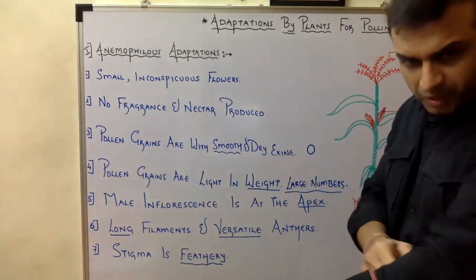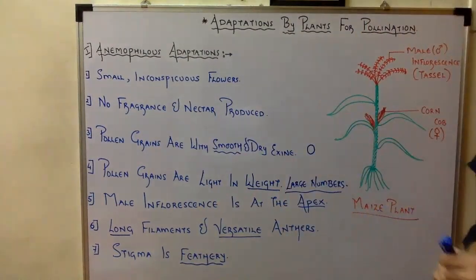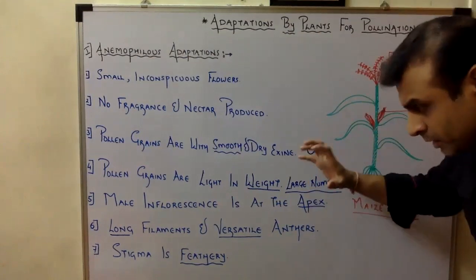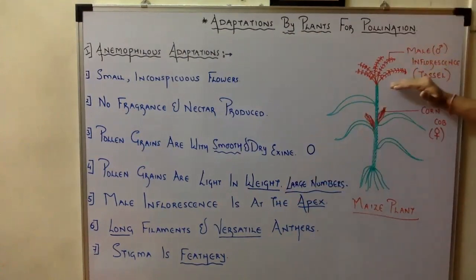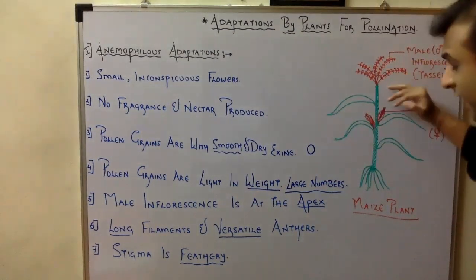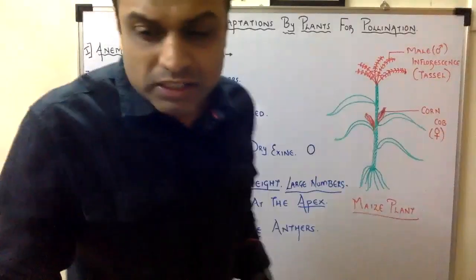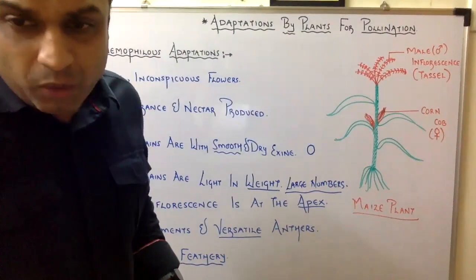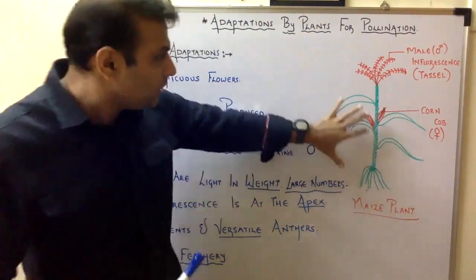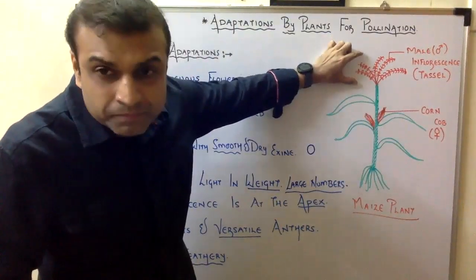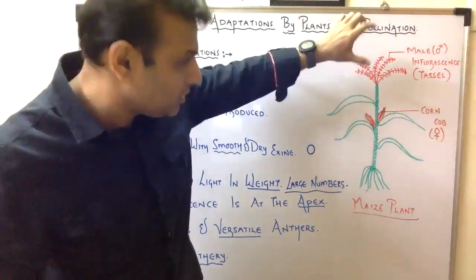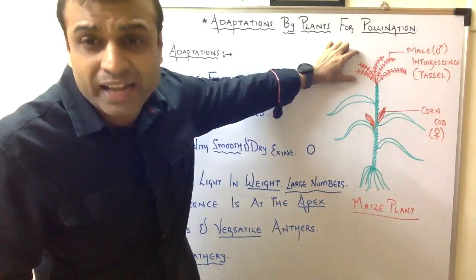So to compensate for that wastage, we have to produce large number of pollen grains so that pollination is ensured. Now, the next adaptation which we have seen is that normally in a plant, the male inflorescence is at the apex. Try to understand this adaptation. We have seen that the male inflorescence is at the apex. Now, what exactly do we mean by that? If you observe this particular plant, you can clearly see that the male inflorescence or the pollen grain producing reproductive structure is at the apex.